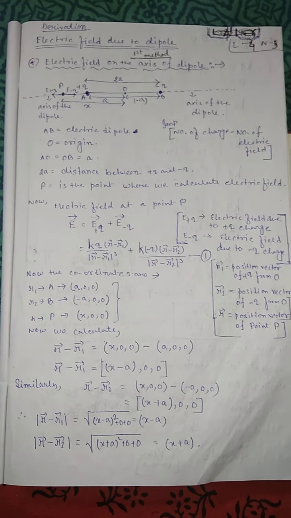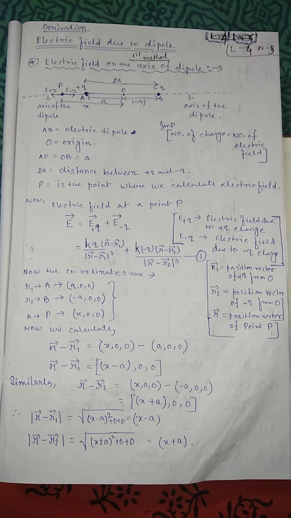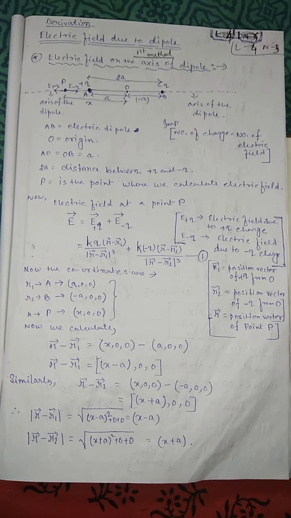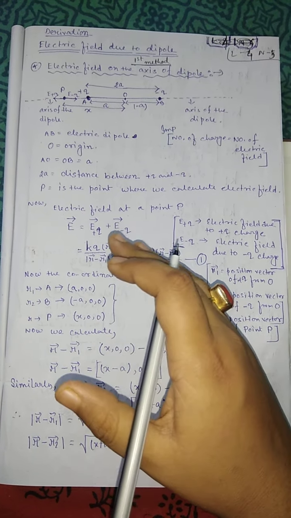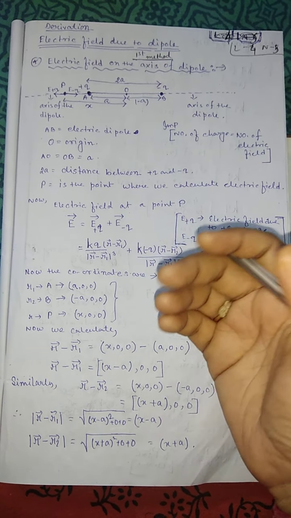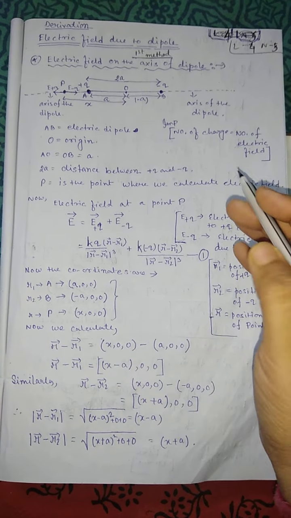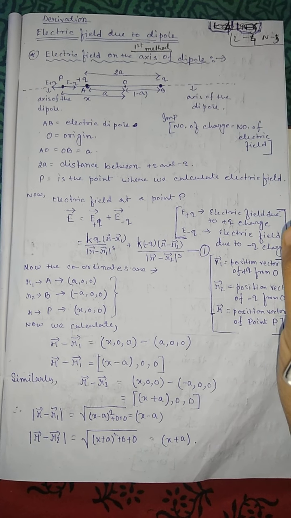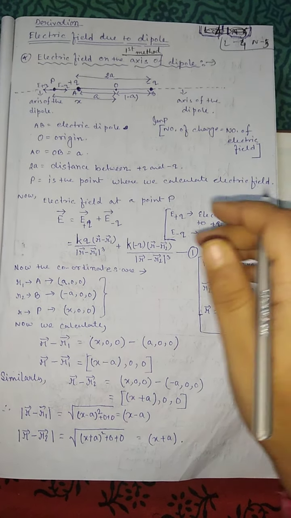So there are two methods to solve this derivation, and you can use any one method. The first method uses vector form with the position vector, so we use the vector sign. The second method uses only the magnitude, not the vector sign. Now let's start the first method.